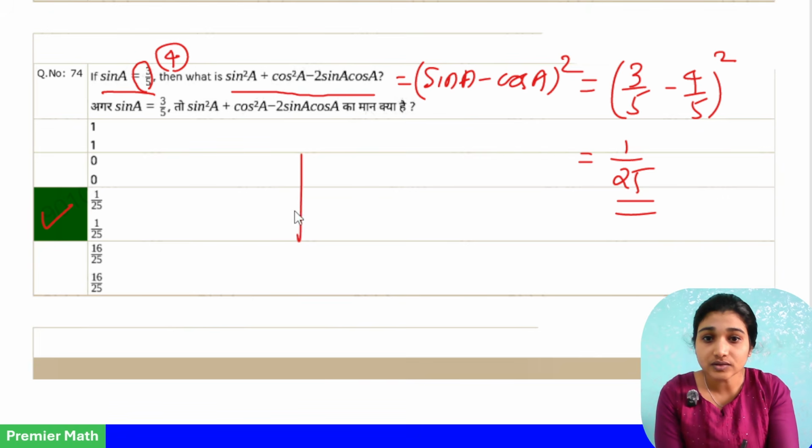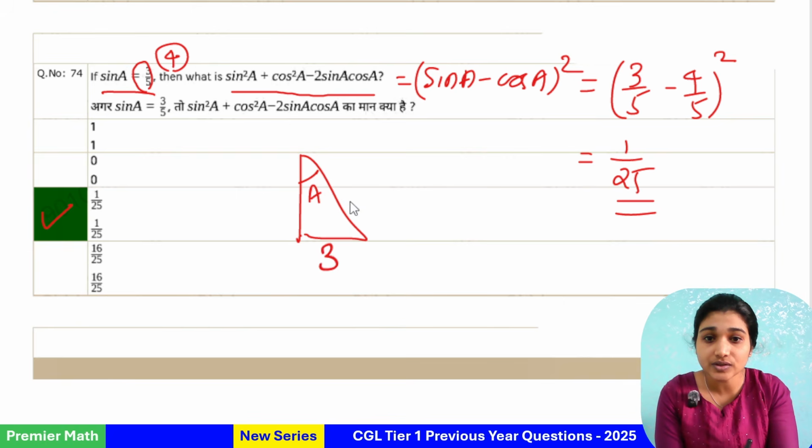Here 3, 4, 5 are a triplet. Sin A is equal to 3 by 5, so this should be 4.